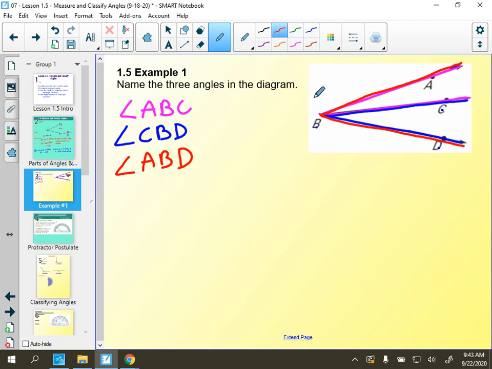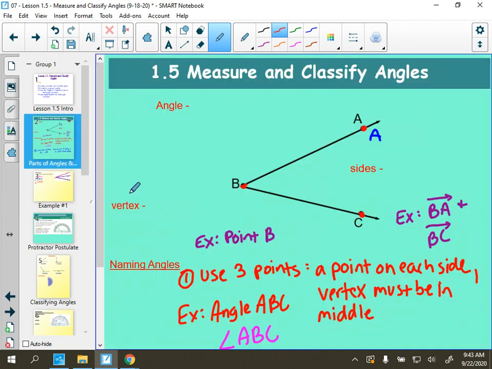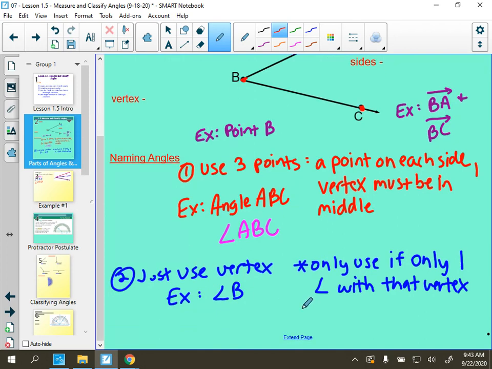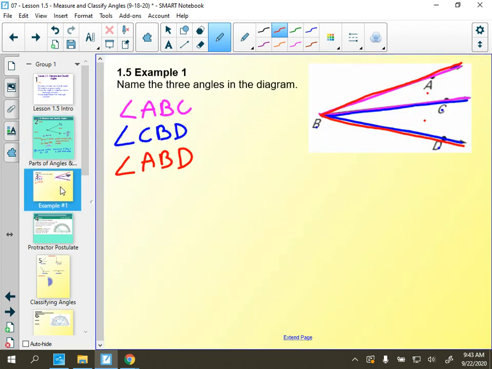I think this is a great illustration of why we have to use 3 letters to name it. By using those 3, we can be very specific. Do I want to talk about the small angle or the big angle, versus just saying angle B? You really wouldn't know which one I was talking about, right? There are multiple angles with that vertex. Okay, so that's hopefully some clarification as to when we can and can't use the single letter abbreviation versus having to use the 3 letters. All right, let's keep it moving.